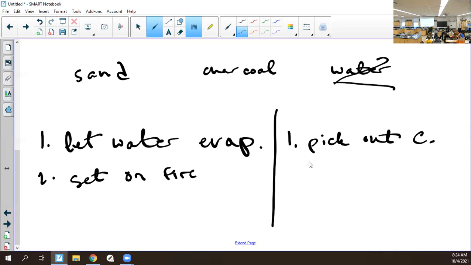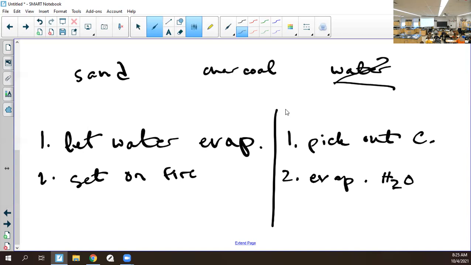So if we've picked out the charcoal, what's left? Water and sand. So we can say, okay, we picked out the charcoal, now we can evaporate the water. Either way, these would be good. You could say, let's evaporate the water and set the charcoal on fire, or let's pick out the charcoal and then evaporate the water. Either way, you're looking at different characteristics, physical or chemical, to separate these.